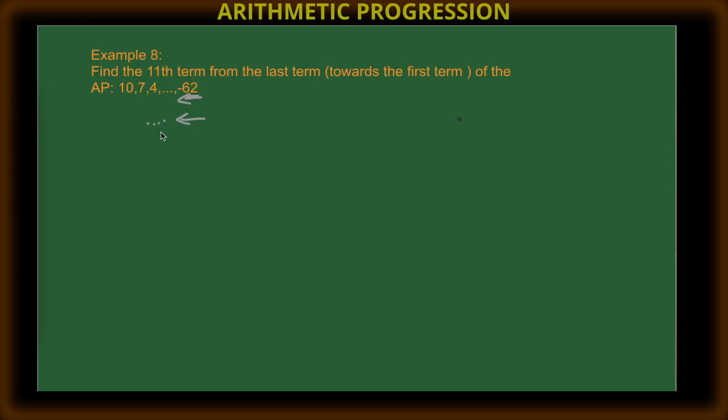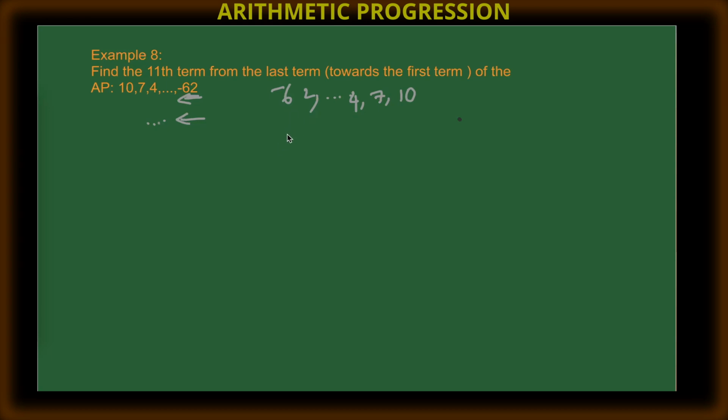So instead of that, what we'll do is reverse this AP itself. Let's put it as minus 62, dot dot dot, 10, 7. No, one second, let me just correct it. So it will be 10, 7, 4.